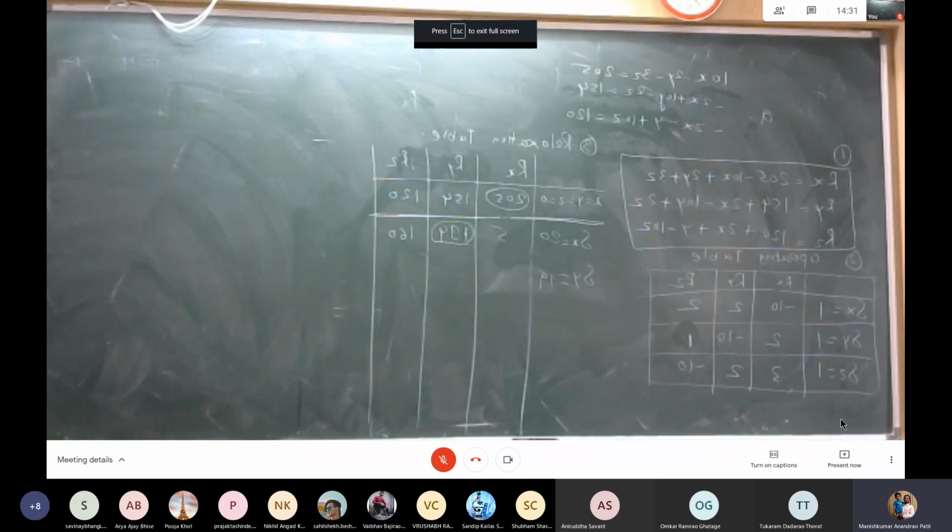Is the screen visible to you? Is screen visible?